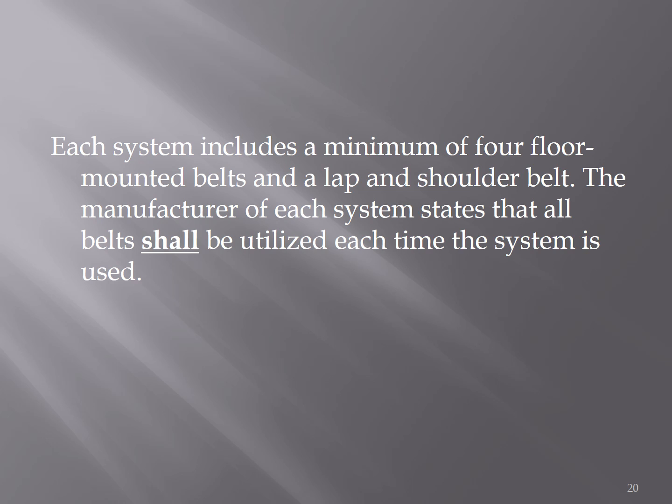Safety locks. Each system includes a minimum of 4 floor-mounted belts and a lap and shoulder belt. The manufacturer of each system states that all belts shall be utilized each time the system is used. You must never forget to apply any safety measures when you place your patient in the back of the van. If any one part is left out, you have left your patient in extreme danger of injury. Forgetfulness will not be tolerated in applying your safety measures to your patient. This must be completed any time a patient is in your vehicle.